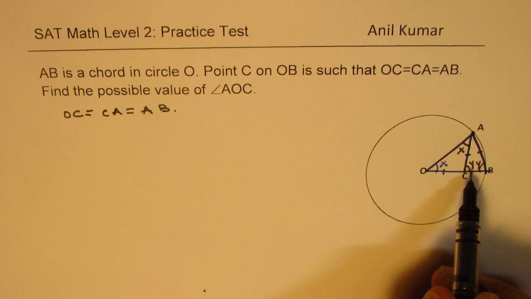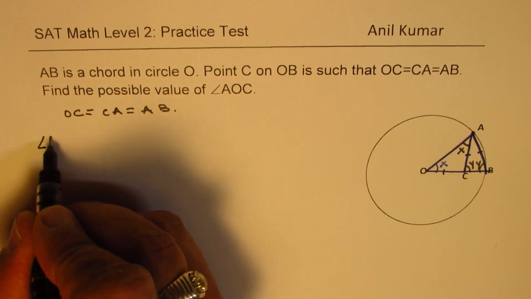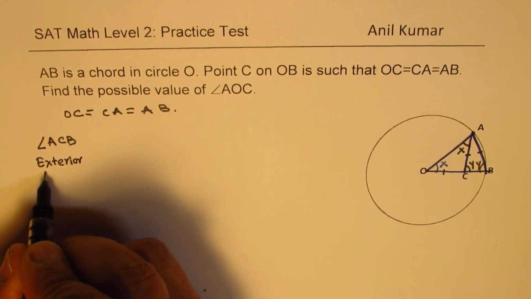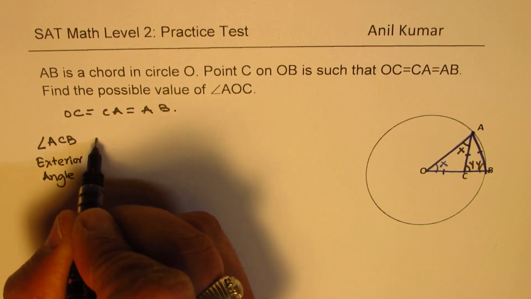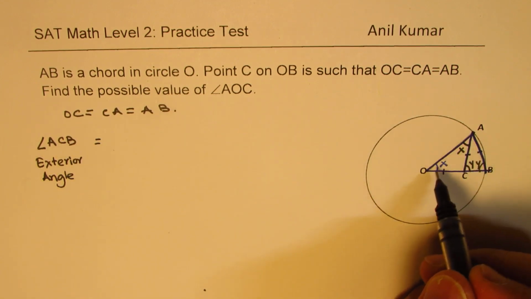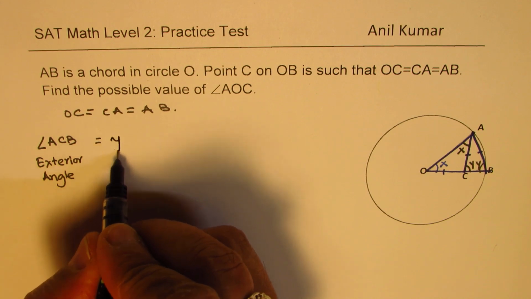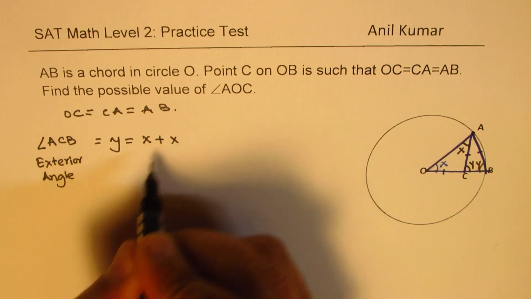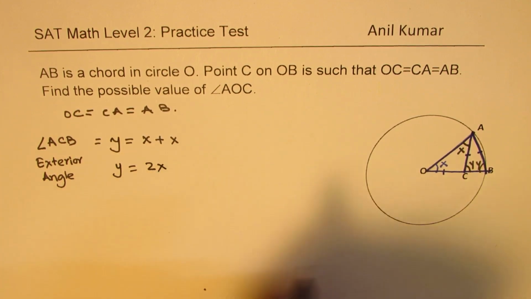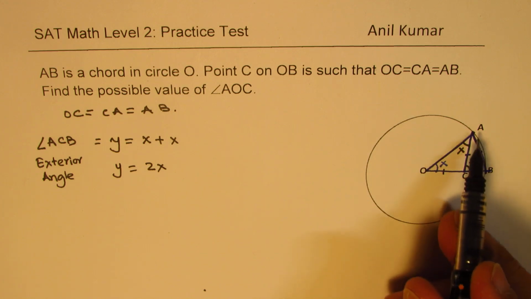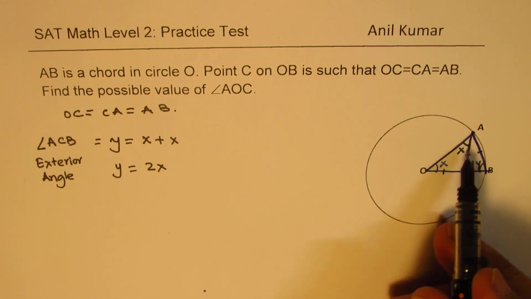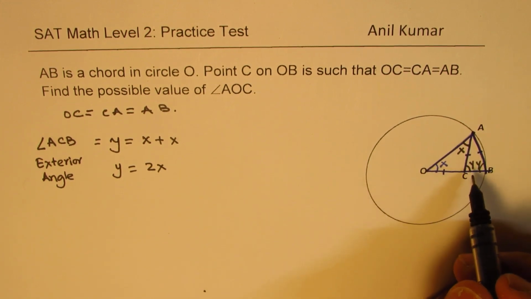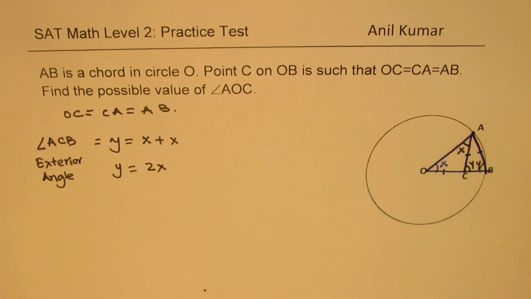Now, Y, which is angle ACB, is an exterior angle, correct? So this angle should be equal to the sum of these two angles. So angle ACB, which is equal to Y for us, should be equal to X plus X, which is 2X. So we get Y equals 2X because Y is an exterior angle. So when you add them, Y equals 2X. Now we know what Y is in terms of X.